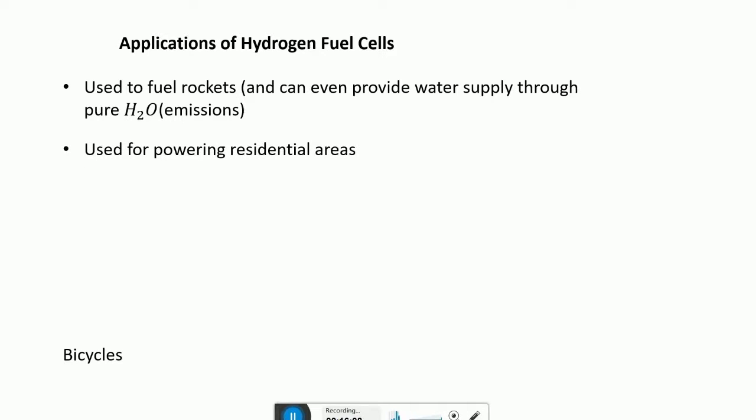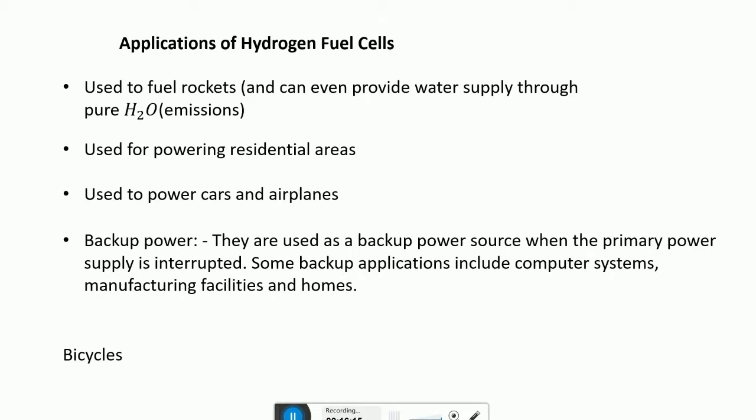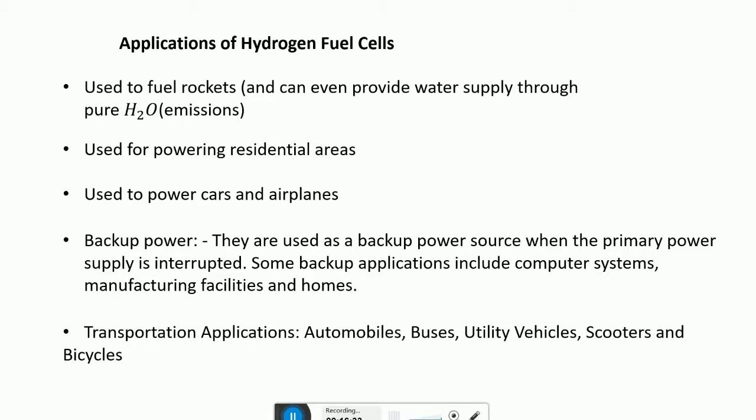Then used for powering residential areas. Used to power cars and airplanes. It is also used as a backup power. They are used as a backup power source when the primary power supply is interrupted. Some backup applications include computer systems, manufacturing facilities, and homes. It is also used for transportation applications, automobiles, buses, utility vehicles, scooters, and bicycles.